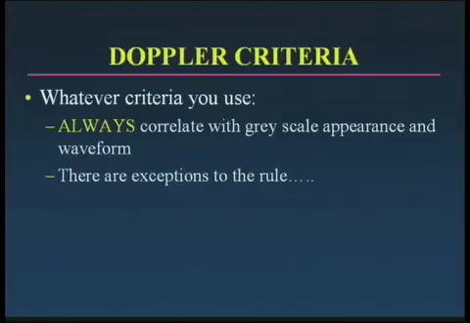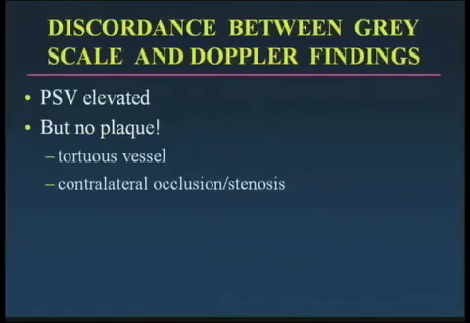Well, that's what I'm going to talk about in terms of the Doppler criteria. But what I want to warn you, and what I want to use as an introduction to the next part of the lecture, is that whatever Doppler criteria you choose to adopt in your laboratory, it is absolutely critical that you always correlate the grayscale appearance and the appearance of the waveform with these Doppler criteria, because there are exceptions to the rule that I just outlined. So what do you do if there's a discordance between what you see on grayscale and the Doppler findings? And this is really when it becomes, I think, the most interesting.